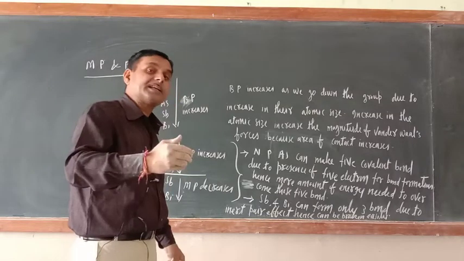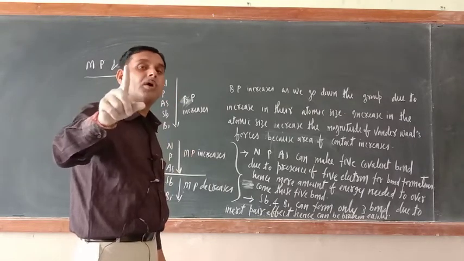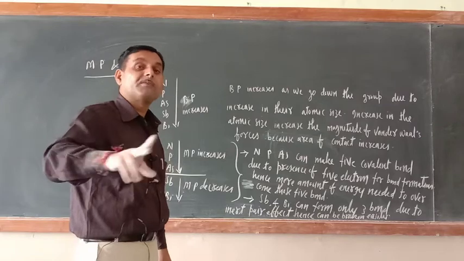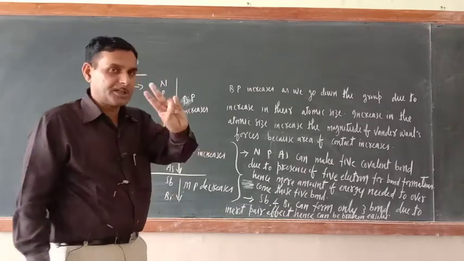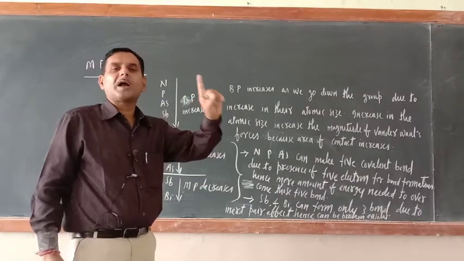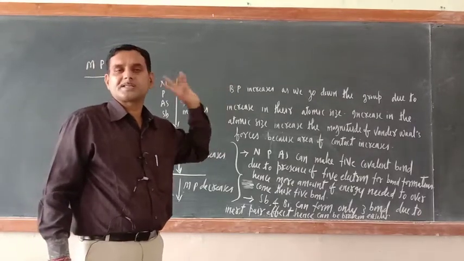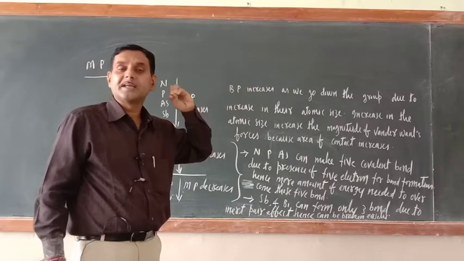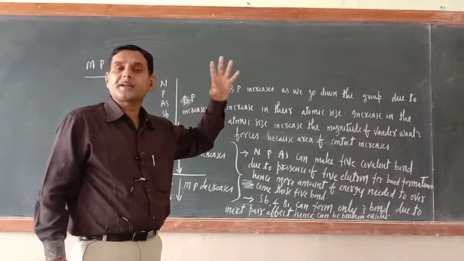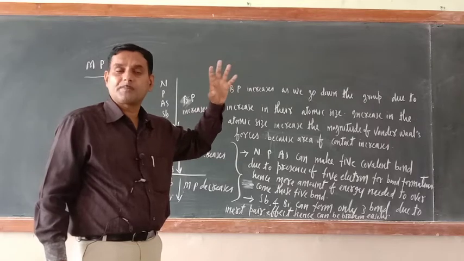And crystal lattice depends upon the number of bonding electrons available for the formation of bonds. Okay, so just try to understand. These are the basics. Boiling point depends upon the van der Waals forces, and van der Waals forces depend upon area of contact, atomic size. Greater the area of contact, greater will be the van der Waals force of attraction.